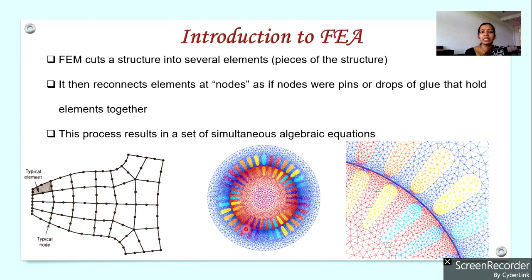When that continuous object is replaced by a number of finite elements, we can use simple algebraic equations for representing each of the elements. So FEA replaces a higher order partial differential equation by a number of simple algebraic equations, and they can be individually solved, and by combining those solutions we can get a solution to the higher order partial differential equation.